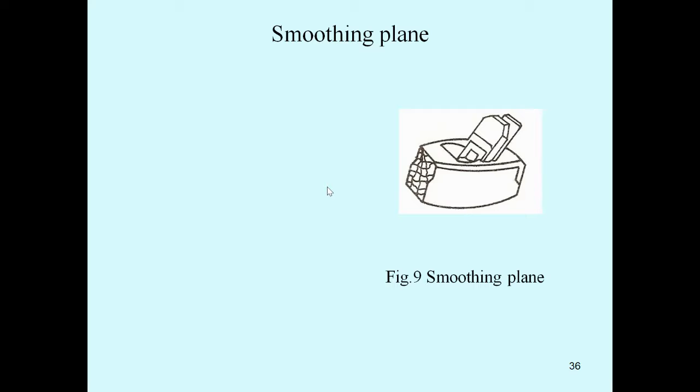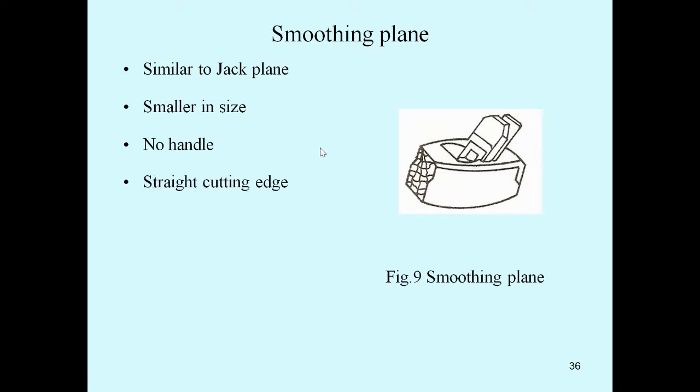Next, the smoothing plane. You can see the diagram here. This will be the diagram of a smoothing plane. It is similar to the jack plane, but smaller in size. So the smoothing plane is smaller in size. There is no handle, and it has a straight cutting edge. In the smoothing plane there will be only a straight cut.